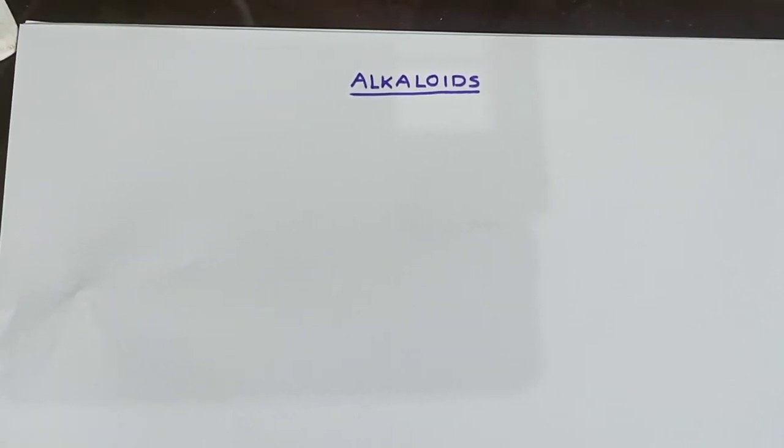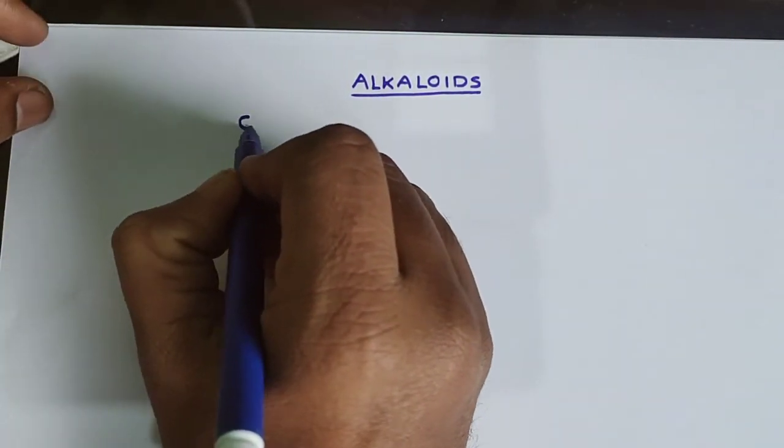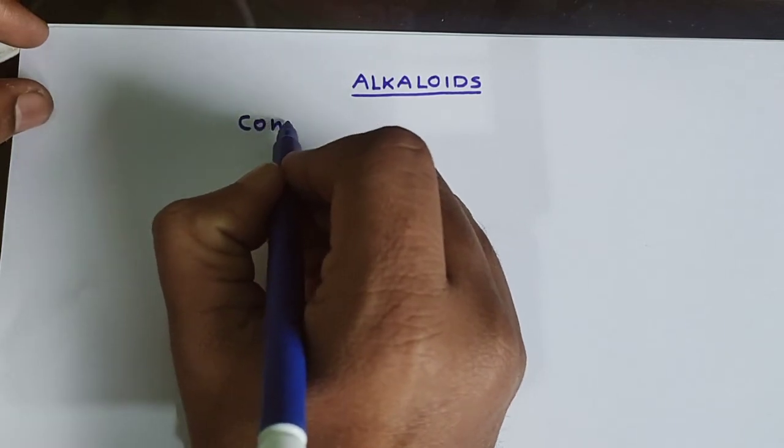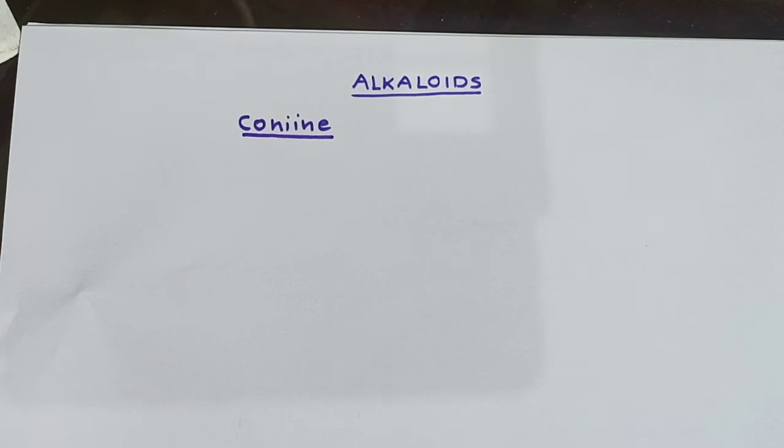Hello students, we had started our discussion on alkaloids. In this session, we'll be continuing with the alkaloids. We'll be discussing the constitution and synthesis of choline. Choline is an example of piperidine alkaloid.